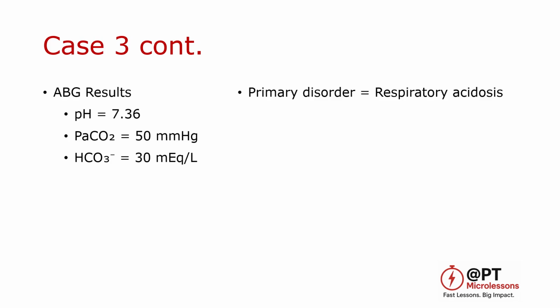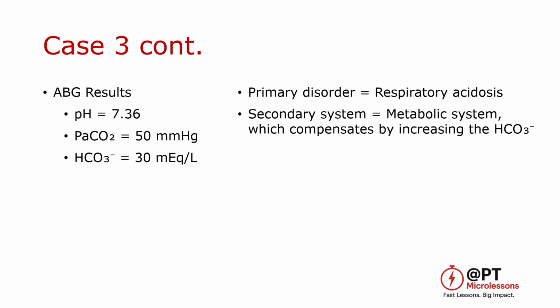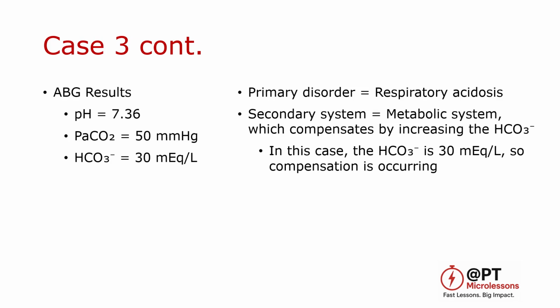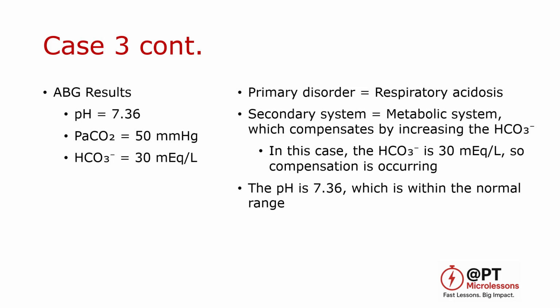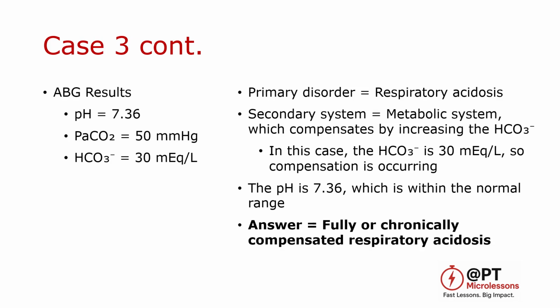Now determine whether compensation is present. Because the primary disorder is respiratory, the metabolic system is secondary. The kidneys compensate by retaining bicarbonate, causing the HCO3 to increase. In this case, HCO3 is elevated, indicating that compensation is occurring. Since the pH has returned to the normal range, this represents fully or chronically compensated respiratory acidosis.